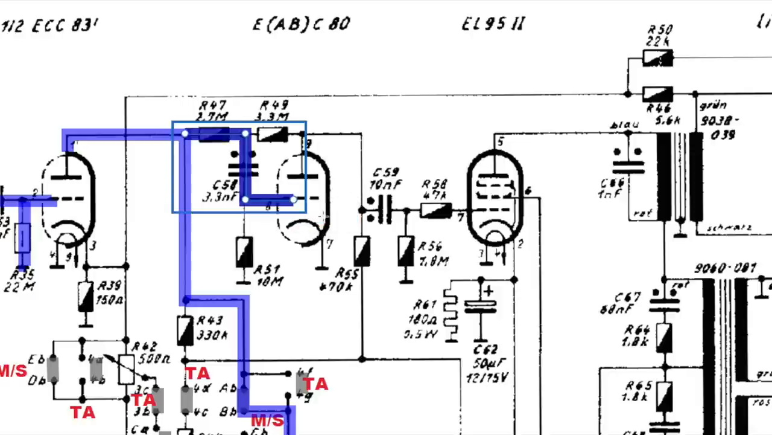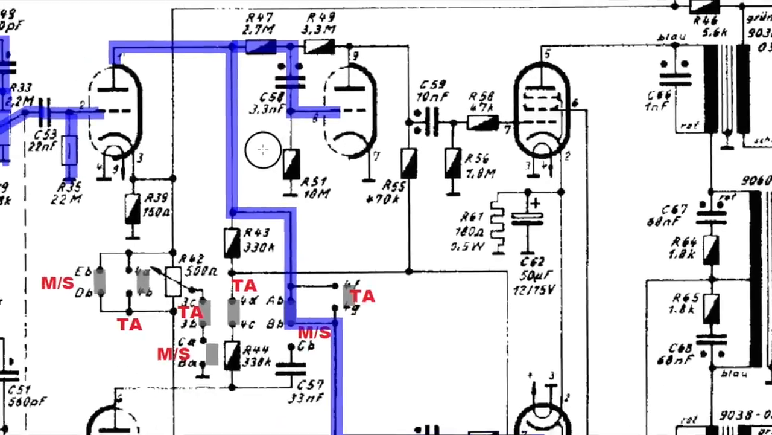Now, what is this doing? Well, this is another triode. It's part of the ABC 80. It's the triode in the EABC 80. And this one actually amplifies that signal to a different degree. And the amount of amplification is actually controlled effectively by this resistor. And that resistor, that capacitor is effectively an AC short, 3.3 nano, nearly. And it creates a voltage divider.